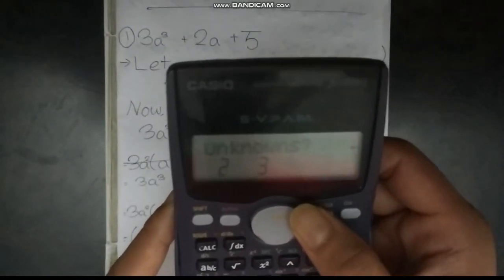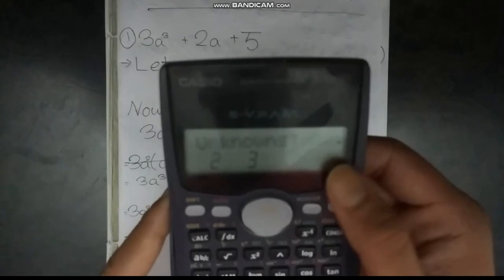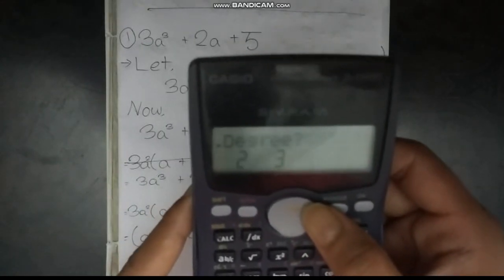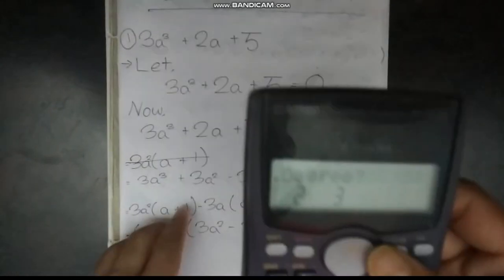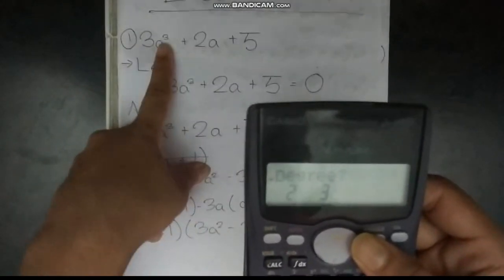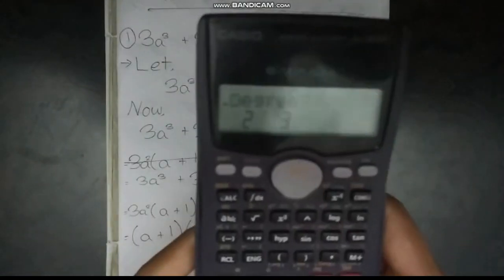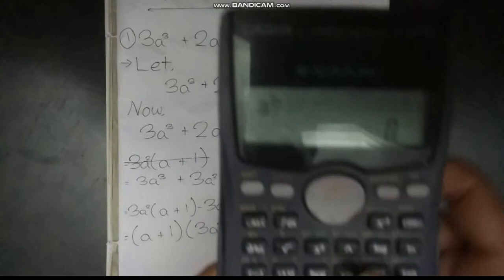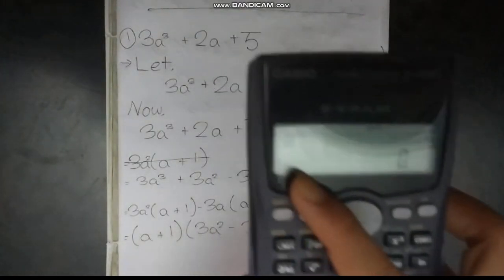We will not do that. Here's a little arrow sign here, this one, and degree 2, 3. So the degree of our polynomial is 3. That is the highest power. You press 3.